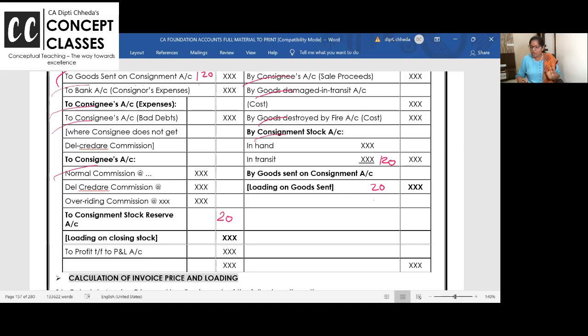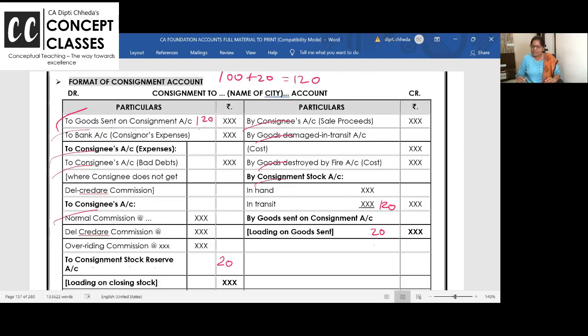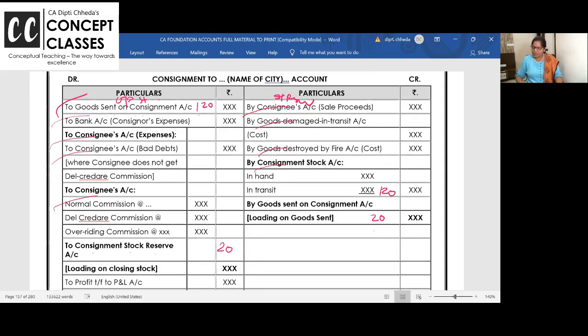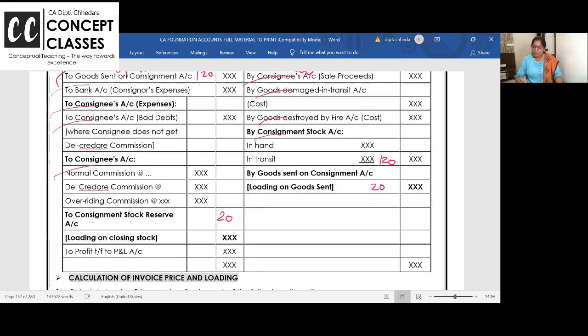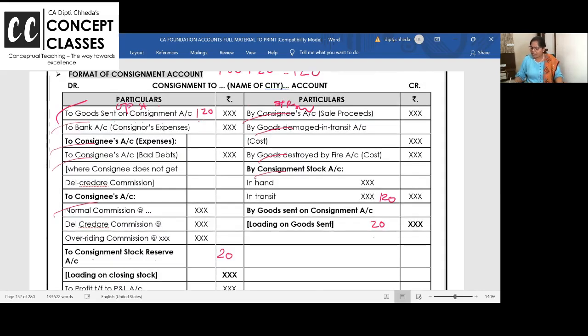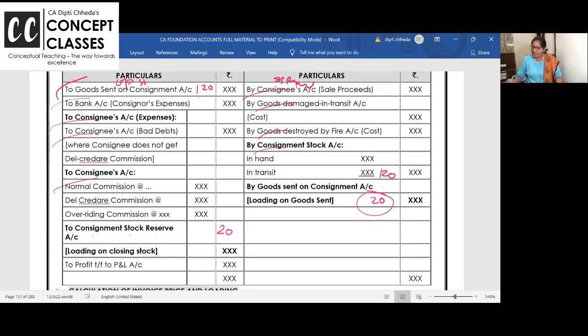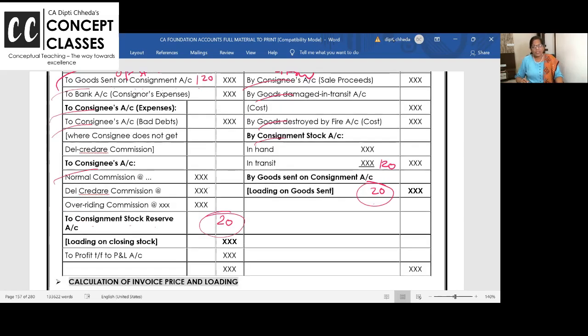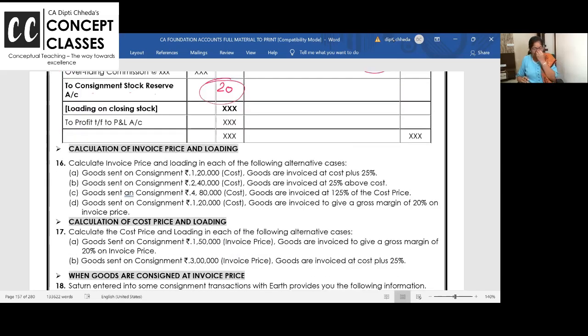Some of you may be having doubt, ma'am, you have not written. Can you please write this in your textbook here only? If there is any opening stock, then its stock reserve will come here, otherwise it does not. In consignment you don't have opening stock problem, but in case. So last two classes and today's class, what is the additional difference we are doing? Goods sent are sent at loading, reverse the loading here, and closing stock's loading also reverse it here. Got it? Yes. So with this, let us take up some problem with the invoice price.